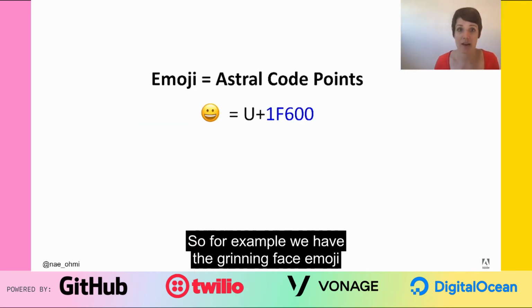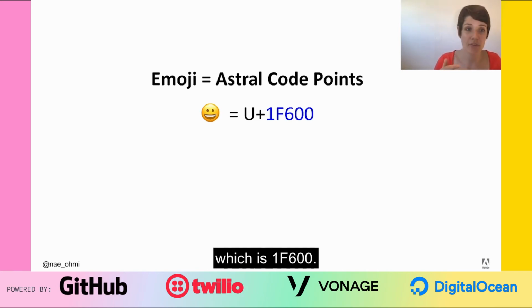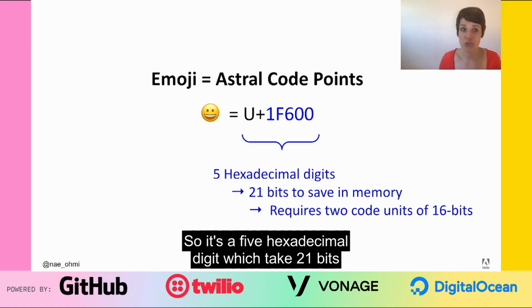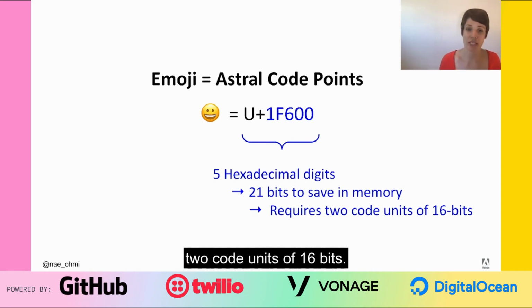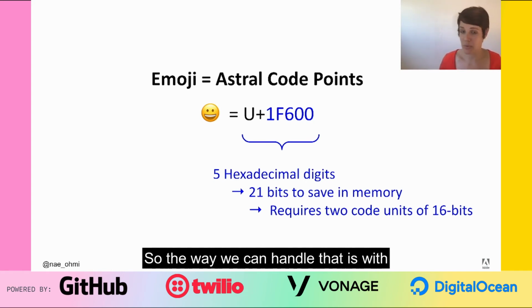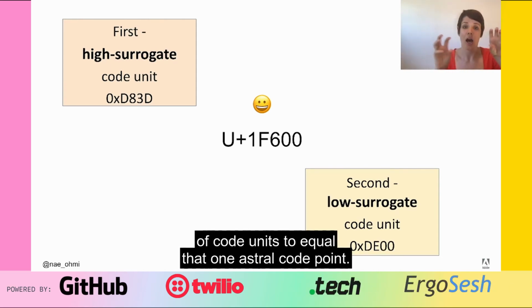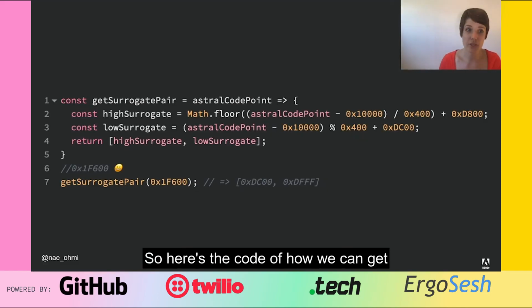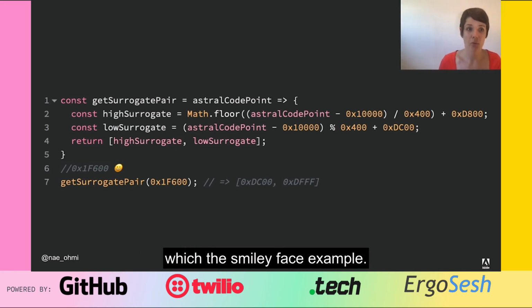So for example, we have the grinning face emoji, which is 1F600. So it's 5 hexadecimal digits, which take 21 bits to save in memory, therefore require 2 code units of 16 bits. So the way we can handle that is with a high surrogate and a low surrogate pair of code units to equal that one astral code point. So here's the code of how we can get the surrogate pair from the astral code point with the smiley face example.